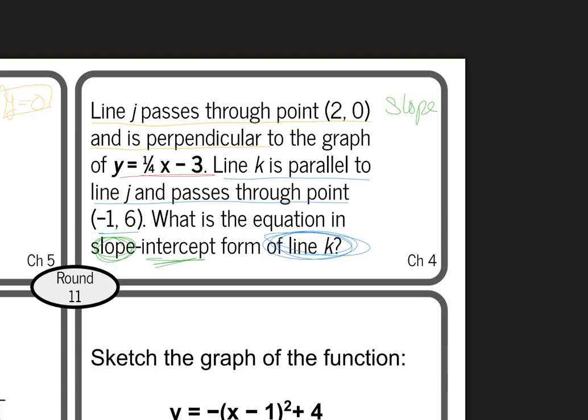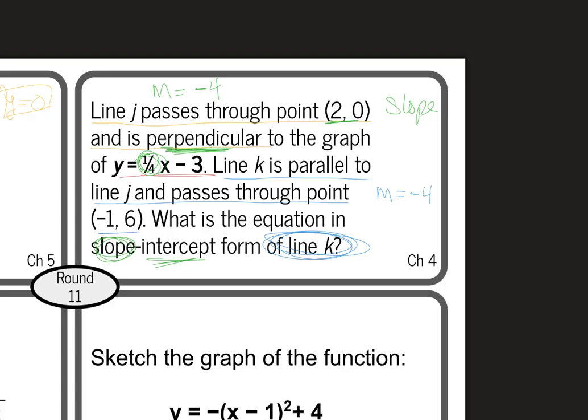So line J, if it passes through this point and is perpendicular to this, line J's slope is -4 because negative reciprocals, or really super opposite slopes, are perpendicular. And in fact, what's a reciprocal again? Flip this upside down. Now, line K is parallel to line J, and that means that it has a slope of -4 because parallel lines have the same exact slope.